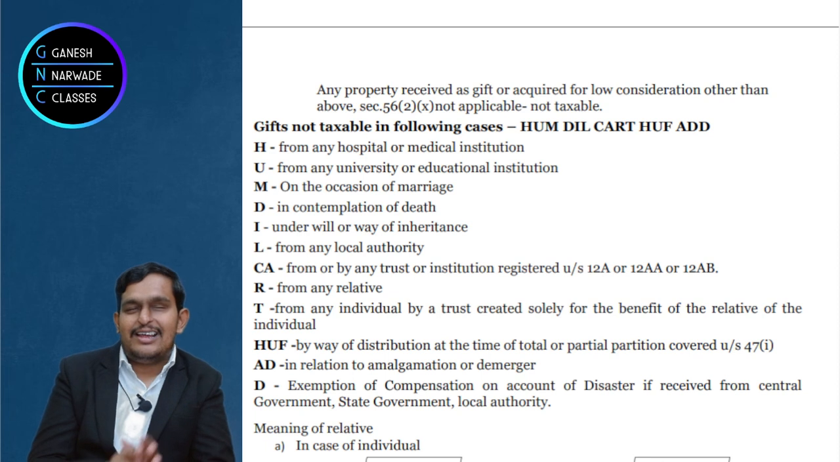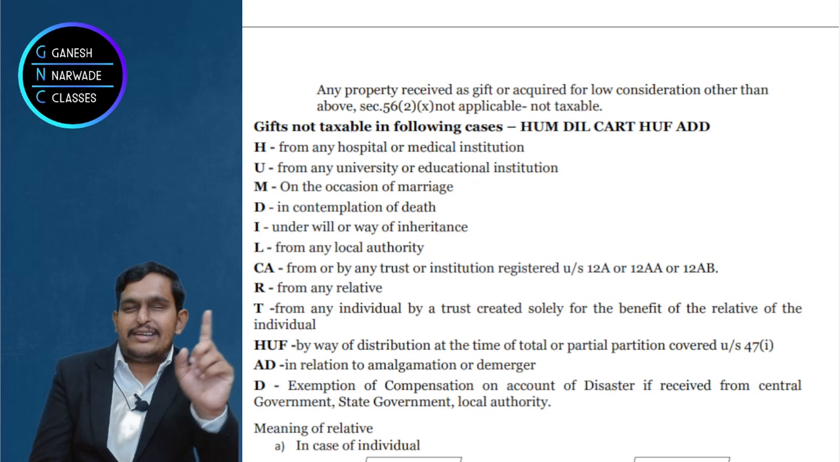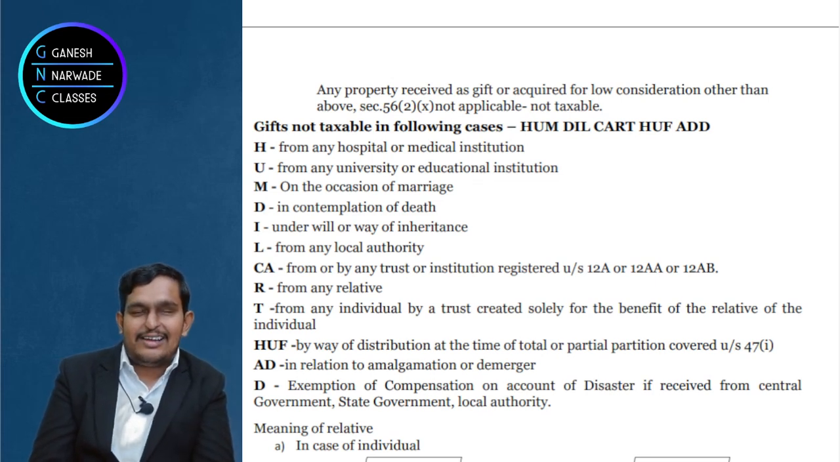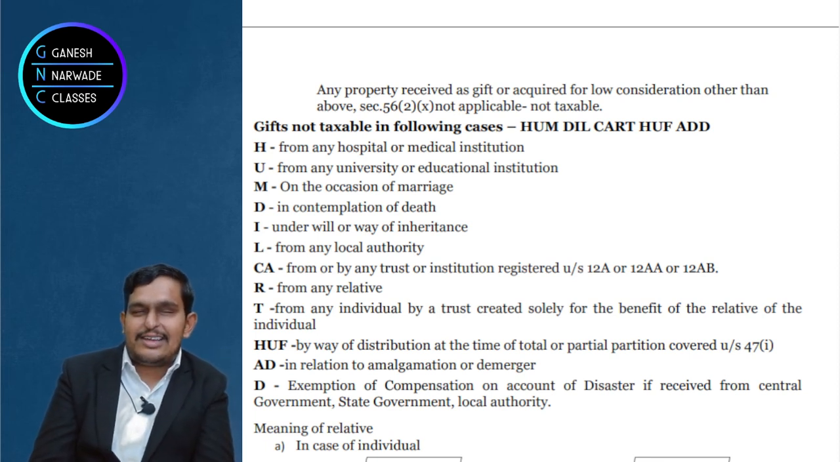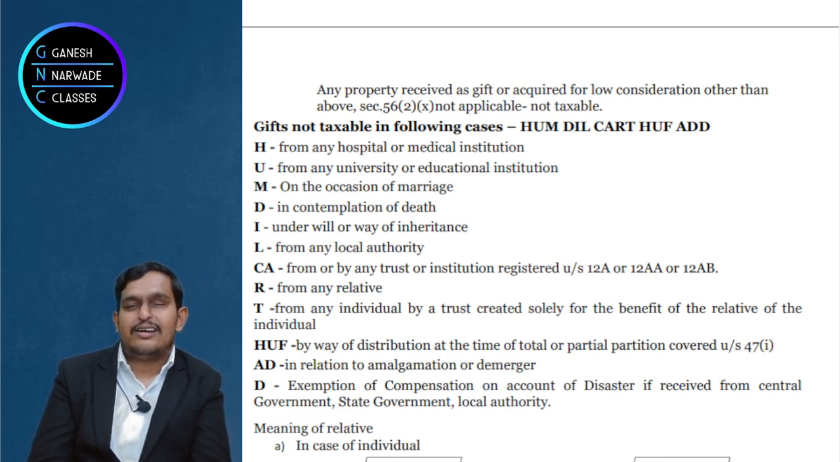For Jethalal, his wife is a relative, right? For Jethalal, his mom and dad are relatives, right? For Jethalal, his mom's sister and brother, dad's sister and brother, and their spouses are relatives. For Jethalal, Daya's parents, that means his wife's mother and father, are relatives. Okay. For Jethalal, his wife's brother Sala and his wife's sister Sali are also relatives.